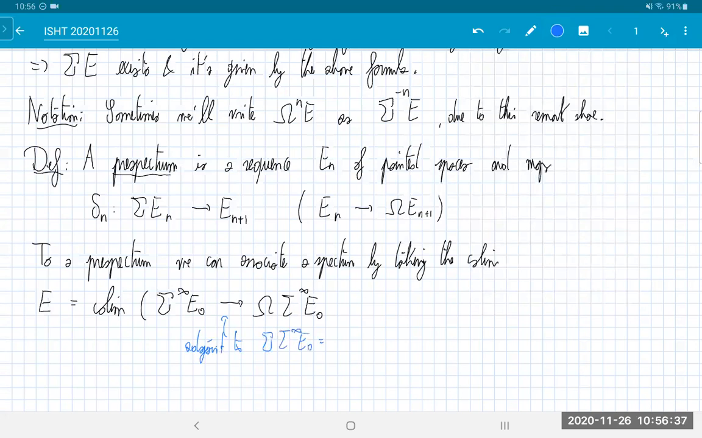sigma infinity sigma E_0, which is sigma infinity of sigma E_0, because sigma infinity is a left adjoint and commutes with colimits, mapping to sigma infinity E_1. And these maps to omega squared sigma infinity E_2, etc. And I take the colimit. And note that I did need both limits and filtered colimits to be able to make this definition.